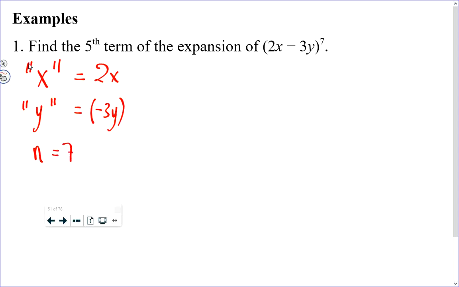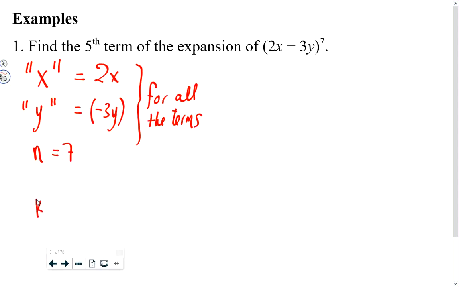Listen, this is crucial as well. These 3 things are for all the terms. If you ever wanted to find the 1st term or the 2nd term or the 3rd or the 4th or the 8th term, and there are going to be 8 terms here because n is 7, all of those terms will use the same x, the same y, and the same n. However, what's different is the k value. Since we're trying to find the 5th term, k is equal to 4.